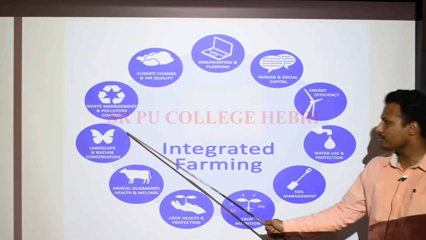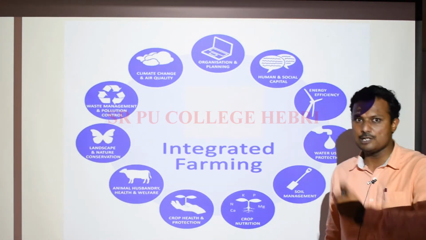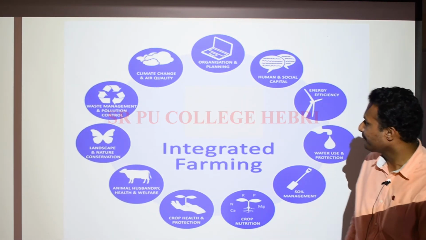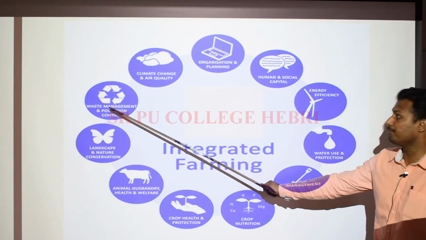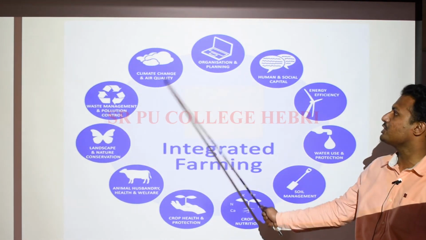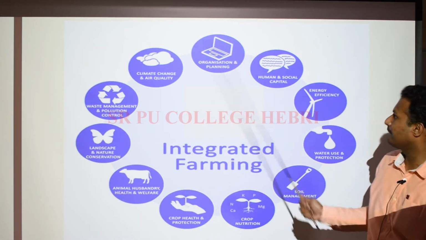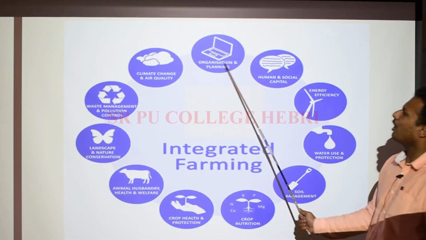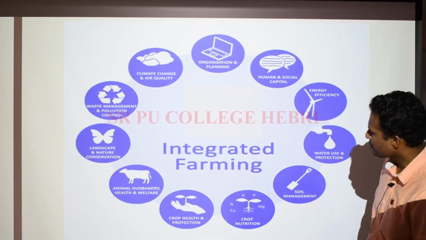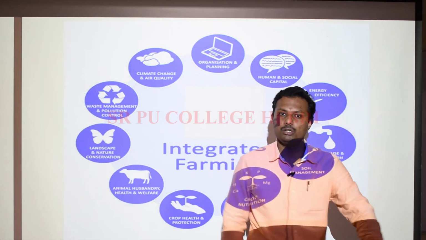Because of all this, your land also supports a lot of biodiversity. You can also nurture nature, right? And waste management, very importantly. So this can actually control climate change and air quality. We can reduce climate change and maintain air quality. All this will require organization and proper planning, right? So this is about integrated farming. In the next class we will study more about this chapter.